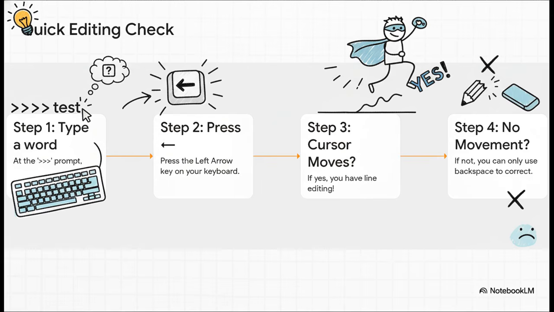At that triple-arrow prompt, just type any word. I'll use hello. Now don't hit enter. Instead, press the left arrow key on your keyboard. Did the cursor move back? If it did, fantastic. You have editing superpowers. If not, no big deal. It just means you'll have to rely on the good old backspace key to fix any mistakes for now.